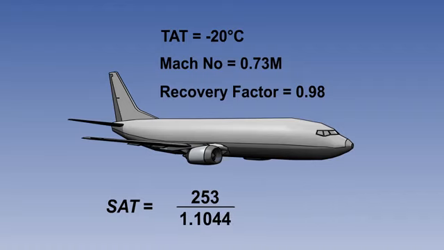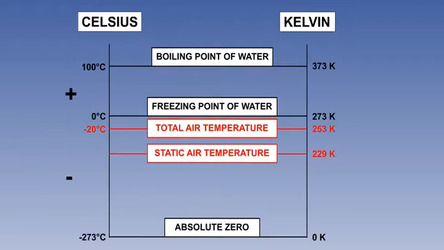If you get your calculator out and do the sums, you'll find that this works out as 253 divided by 1.1044, which is 229. So the static air temperature is 229 kelvins, or degrees absolute. This is the same as minus 44 degrees Celsius.